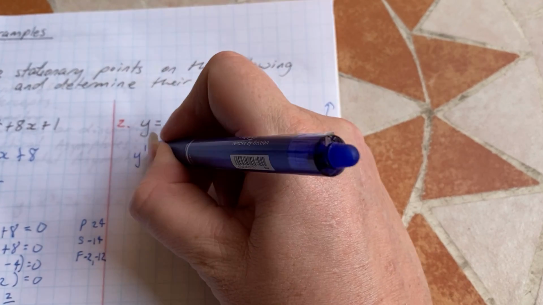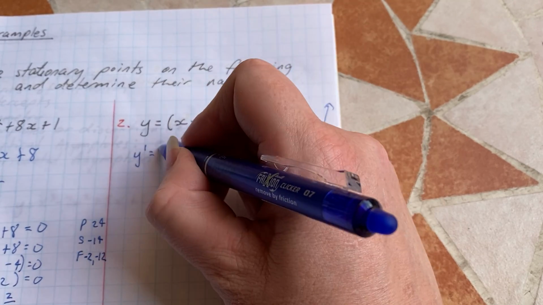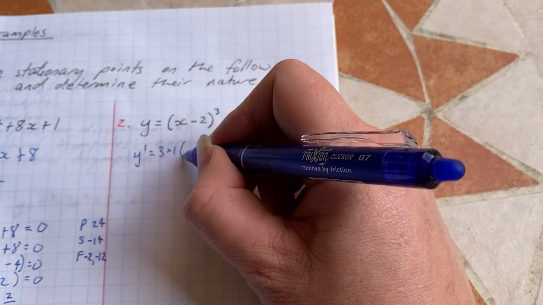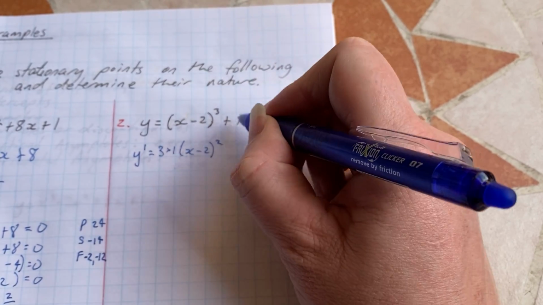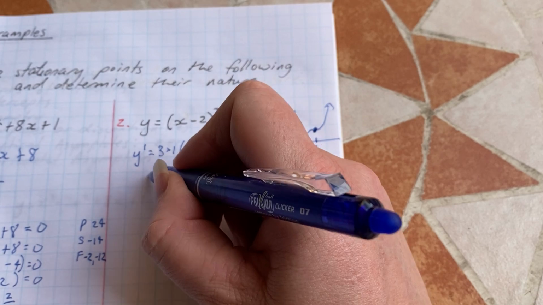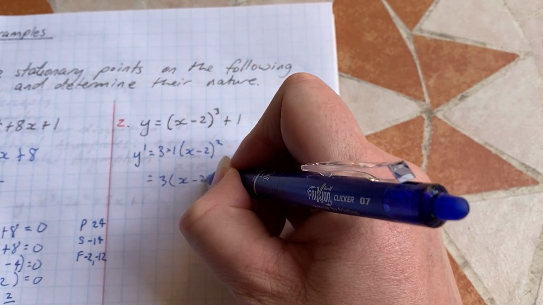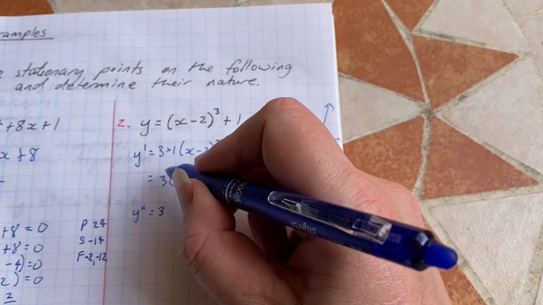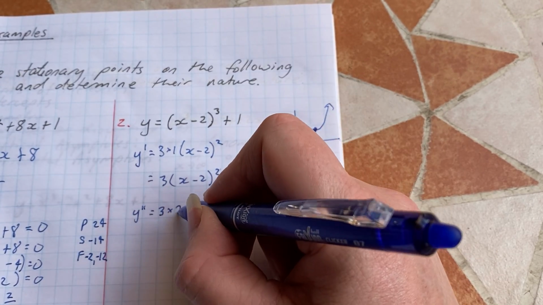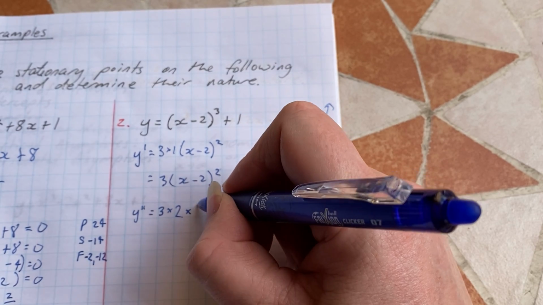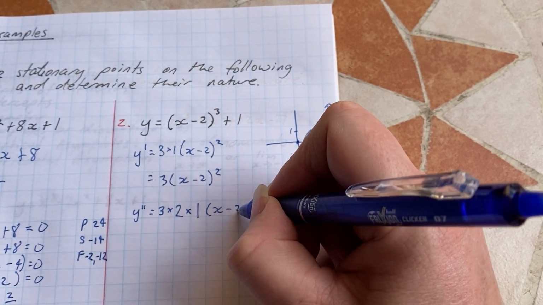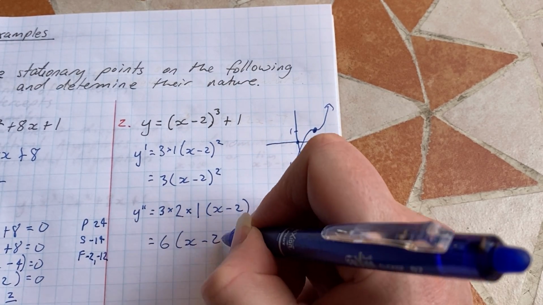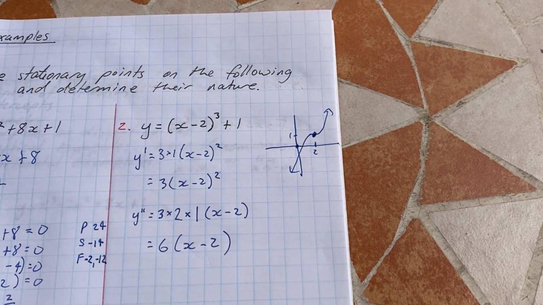So first derivative. So 3 times the derivative of the inside is 1, so 3 times 1, x minus 2 squared, the plus 1 disappears. So that's 3 bracket x minus 2 squared. The second one, so chain rule again, so we've got the 3. We need to bring the power down. We need to multiply by the derivative of the inside, x minus 2 to the power of 1. So that equals 6 bracket x minus 2. So those are our derivatives.